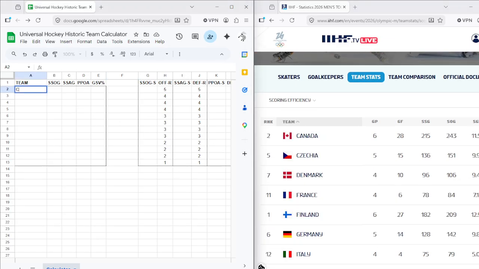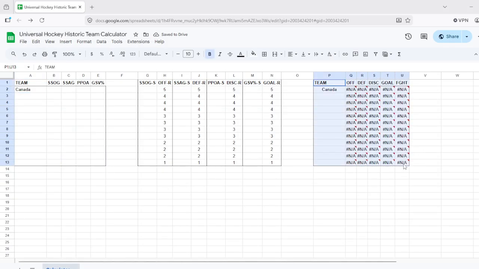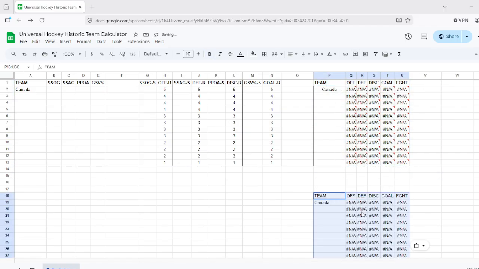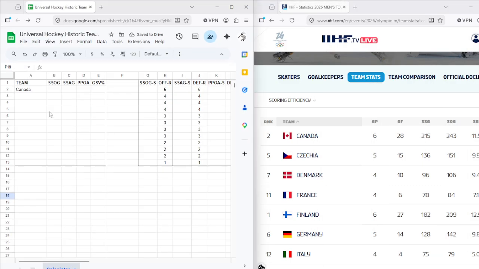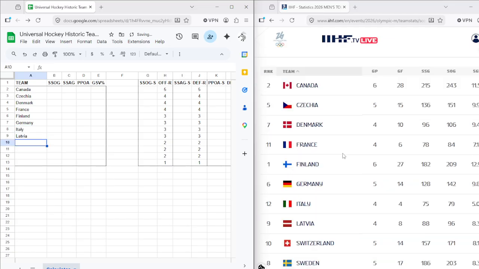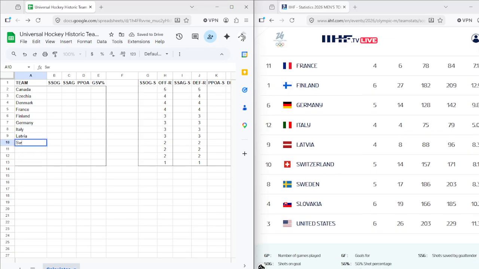But we're going to put the names of our teams in here, and they're going to convert over here. This is just going to give you straight up the numbers at the end, so you could just take this, copy and paste by value, and there you go. But anyway, you have Canada, Czechia, Denmark, France, Finland, Germany, Italy, Latvia, Switzerland, Sweden, Slovakia, and the United States.